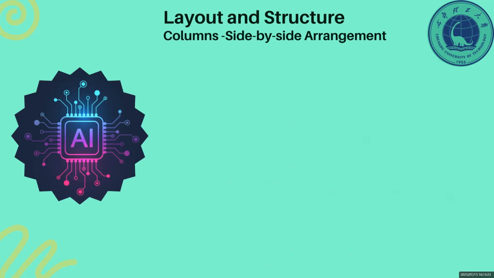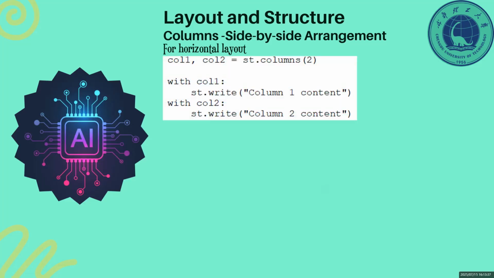Next on the slide, we have the layout and structure. First, we are looking at columns, a side-by-side arrangement. So what do we mean by that? We are looking at the horizontal layout. So in this layout, we have st.columns. So how many columns do we want to put? 2. So these columns, we are going to name them col1, comma, col2. So this represents the 2 columns we want. And then for column 1, we are specifying what should be there. And column 2, we are specifying what to write there by using the st.write function.